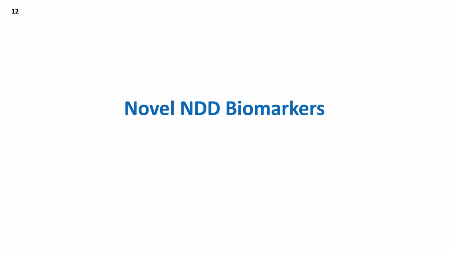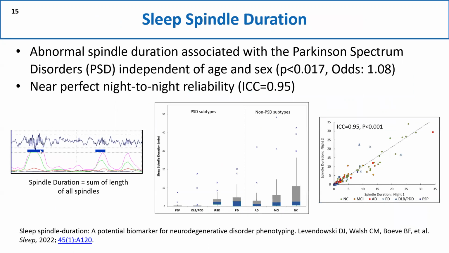Now let me introduce you to our neurodegenerative disorder biomarkers. The first one is sleep spindles. Sleep spindles have been around, and others have done work in this area. We developed an algorithm. Our automated detection of spindles is triggered by the detection of a sigma peak, but we also require a concurrent alpha peak.